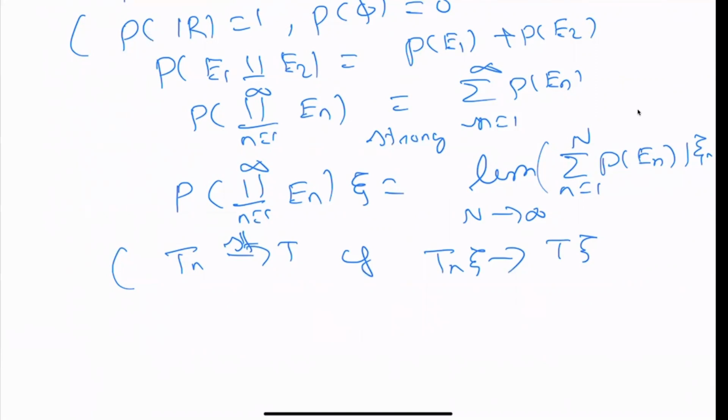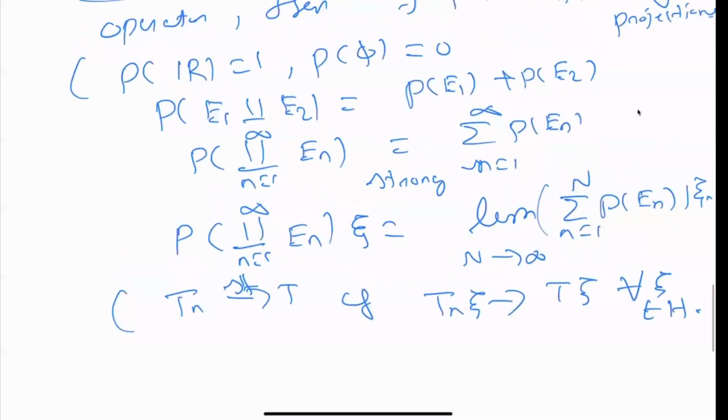Norm convergence means Tn minus T goes to 0, that is the operator norm. Strong convergence means Tn xi goes to T xi for all xi in H. This is what is called strong convergence. So this limit is in the strong topology. That's how the summation is in the strong topology.